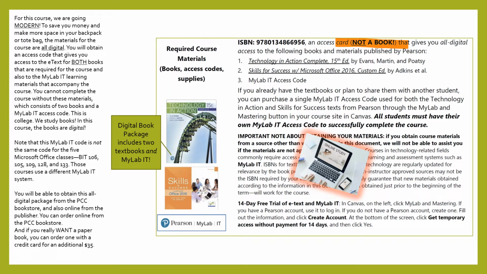Note that this MyLab IT code is not the same code for the 5 Microsoft Office classes, BIT 106, 105, 109, 128, and 133. Those courses use a different MyLab IT system. You will be able to obtain this all-digital package from the PCC bookstore and also online from the publisher. You can order online from the PCC bookstore, and if you really want a paper book, you can order one with a credit card for an additional $35.